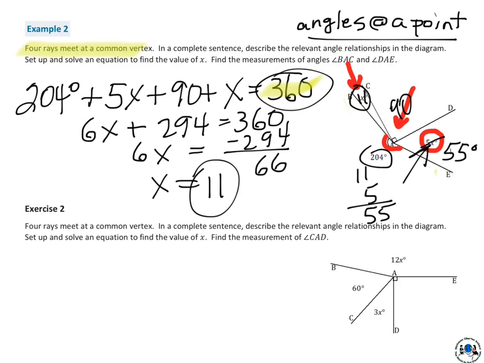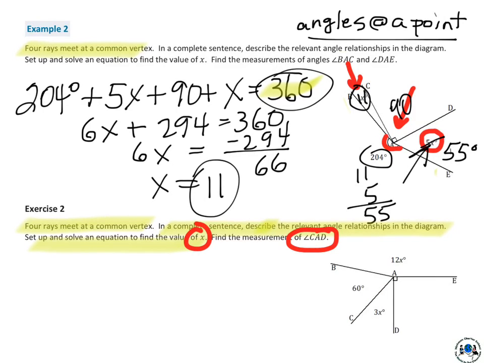Okay, all right, here we go. Next one, 4 rays meet at a common vertex. You know the drill here. Pretty much the same thing. Relevant relationships. Set up and solve an equation to find x. Well, yeah, I guess we're just getting x. And then we're going to find the measurement of CAD, which is this right there. Okay, all right, go ahead and good luck.